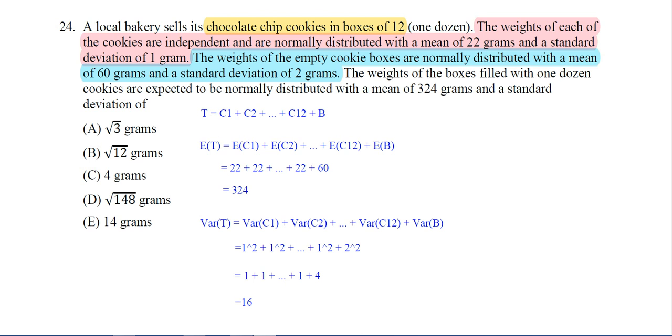Now to convert back to a standard deviation, you just use an inverse operation. The inverse of squaring is taking a square root. So the standard deviation for the total weight of a filled box is going to be the square root of the variance for the total weight of the filled box, which we just found was 16. All right, 16 happens to be a perfect square. The square root of it is 4. Final answer, C, 4 grams.